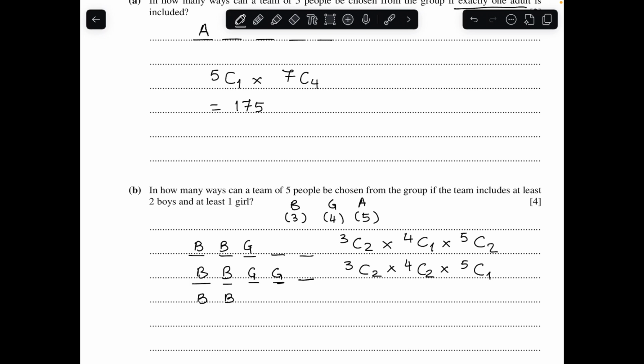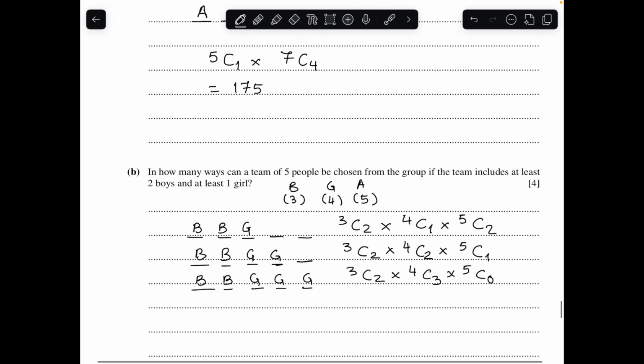Again, we could also have 2 boys and we could have 3 girls. In this case, it would be 3 choose 2, 4 choose 3 and 5 choose 0. We did not choose any adult. So that's the possibilities with the girls.